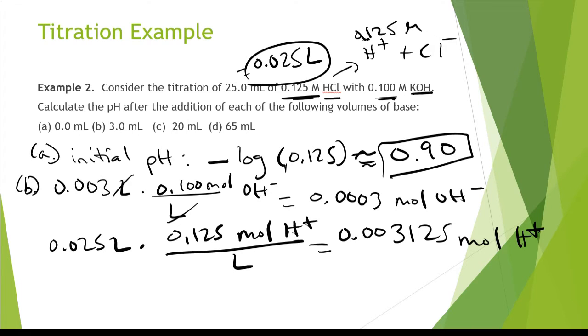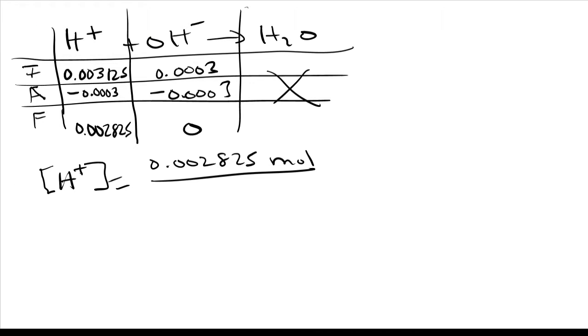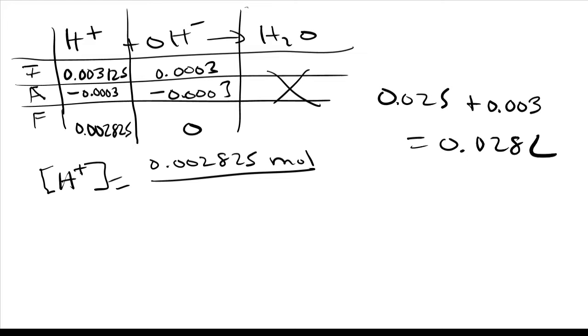We started out with 0.025, and we added 0.003, right? So 0.025 plus 0.003 gives us 0.028 liters. So we're going to take that and divide that by that volume. Go ahead and do that calculation.